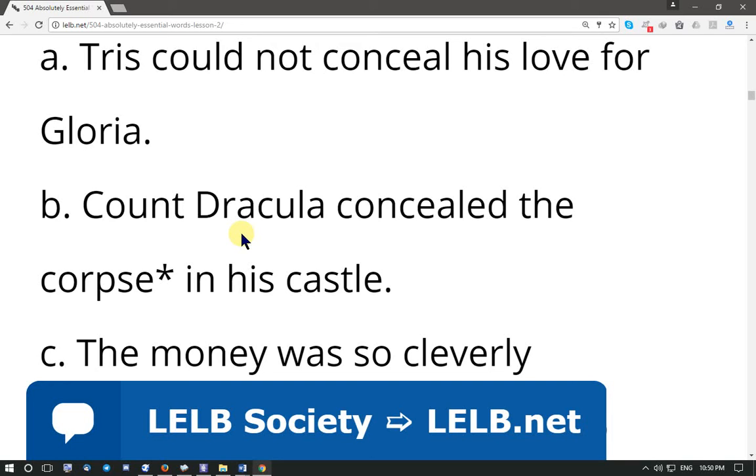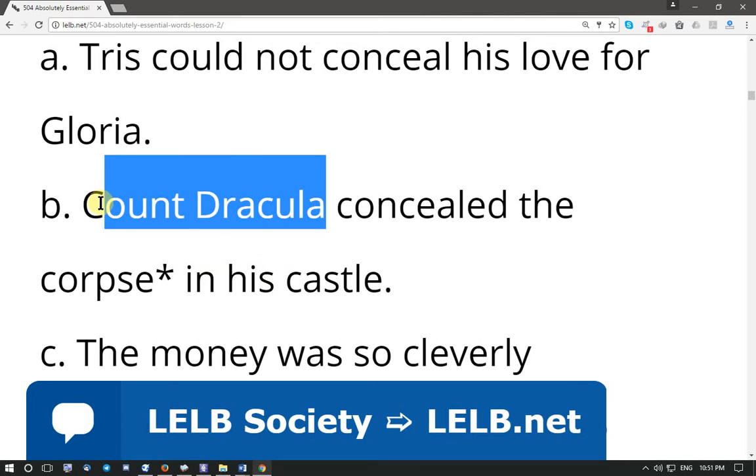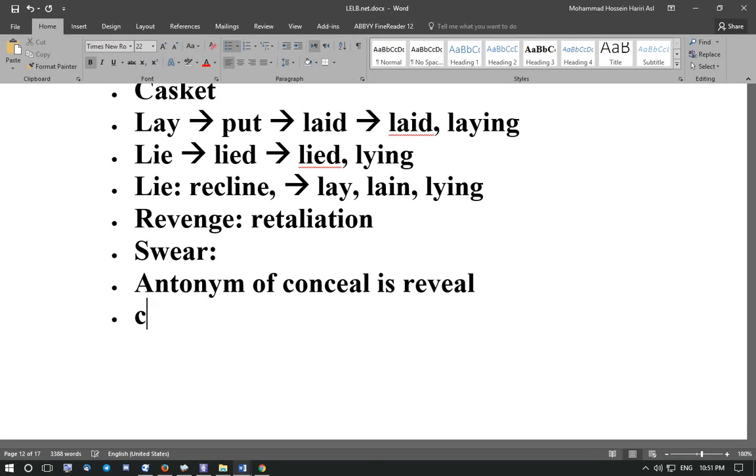Count Dracula concealed the corpse in his castle. Well, Count Dracula was a vampire. A vampire is a special creature actually, who feeds on the blood of people to nourish, with long teeth and a cloak. A long cloak means a long piece of fabric, generally black, hanging loosely over the shoulders. Okay, I think it is clear, and this is vampire.